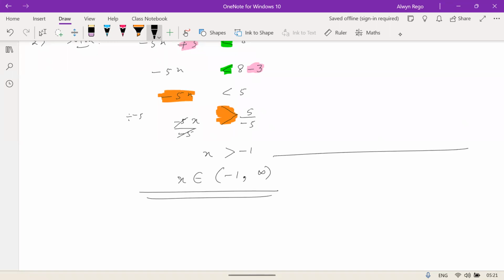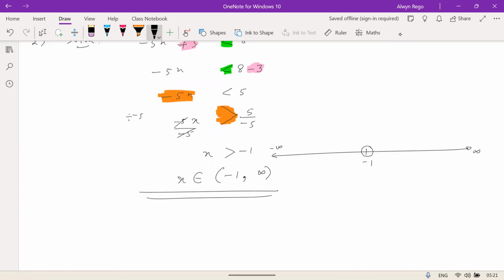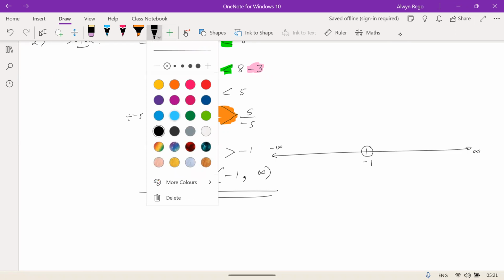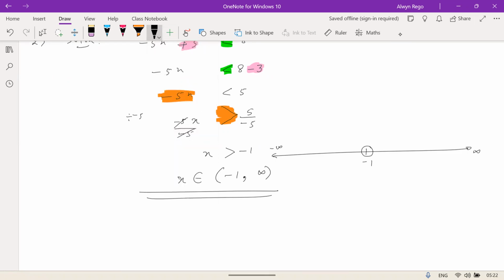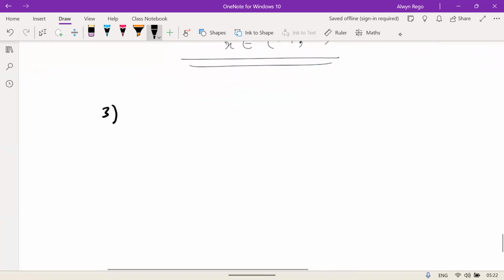If you represent by number line, this is -1 somewhere, this is infinity, this is negative infinity here, and you have a circle, don't darken the circle, and then you have a region which is going like this, and then this is all the solutions in this area. Talking about, let's say we take up some more examples just to be clear about this one.